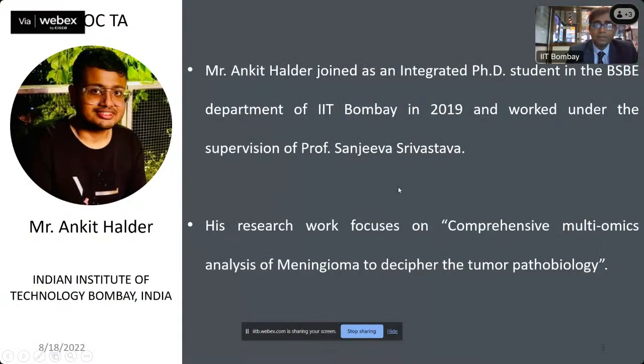All right, let's first start with Ankit. Ankit is a PhD student in the lab. He first joined as an MTech student, then continued for his PhD. He brings a lot of computational skills with him, and he's focusing on understanding meningioma disease biology by employing different types of LC-MS based proteomics and metabolomics tools. Currently he's trying to see how best we can use multiomics analysis for understanding meningioma better.